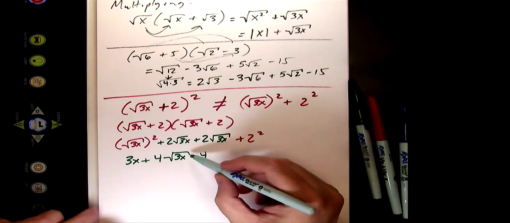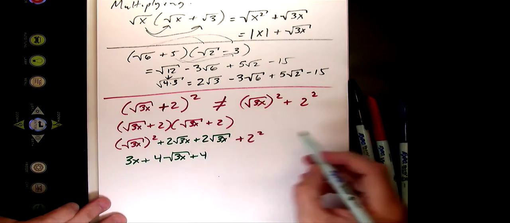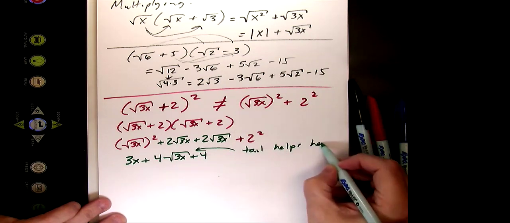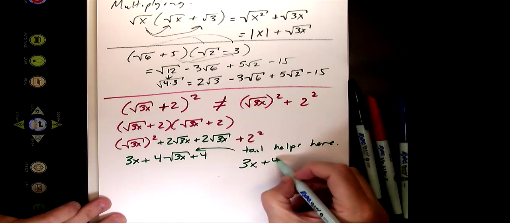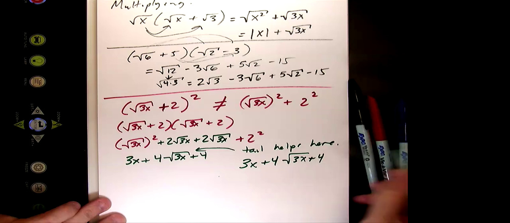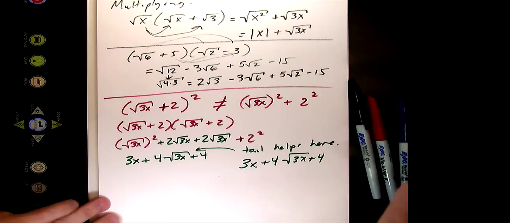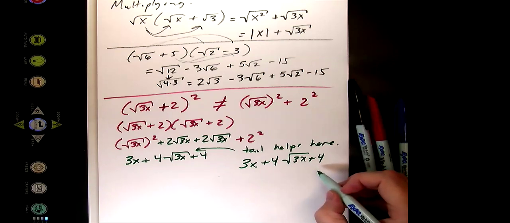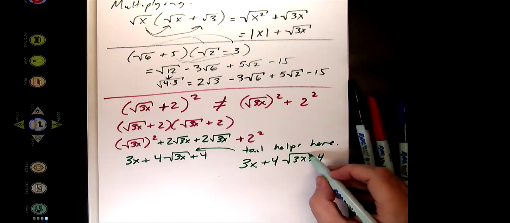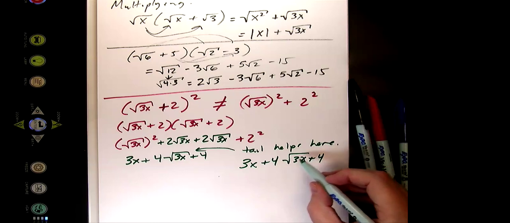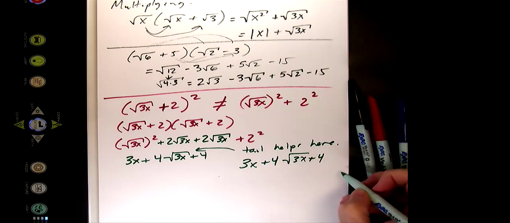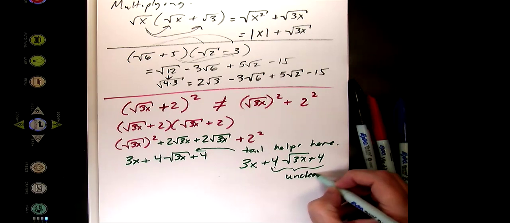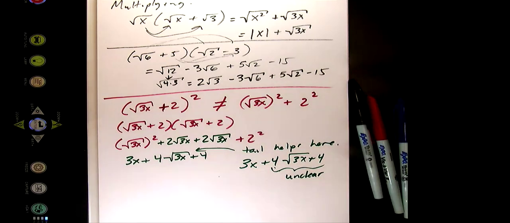And this is why I put the little tail on it. Tail helps here. If this said this, like, is that plus 4 supposed to be under the radical? Is it supposed to extend? Does it actually drop right there? What's included in the radical? This is a little unclear. And that shows that it's what it is.